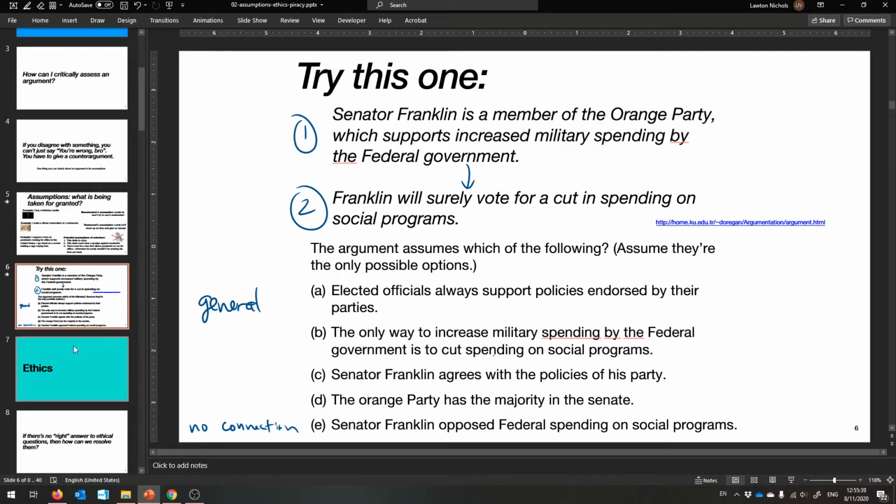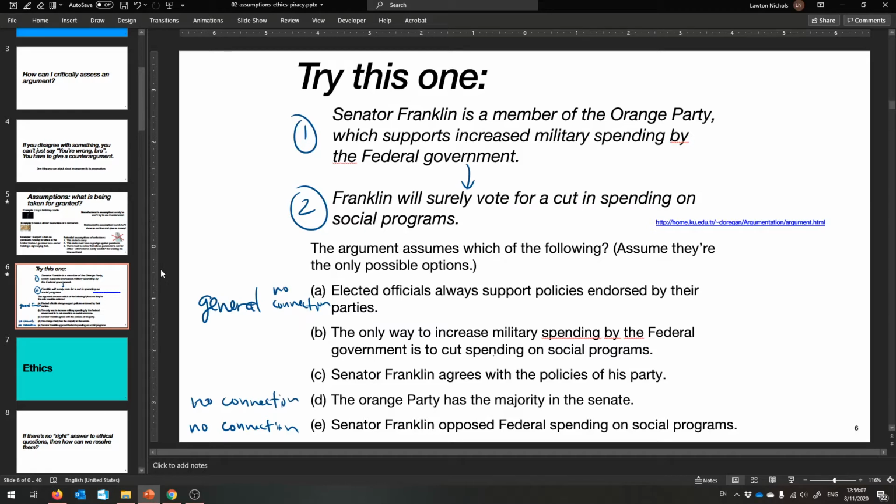Alright, how about D? The Orange Party has the majority in the Senate. Well, that probably means that they're going to get their way, but again, the Orange Party, we know from these two sentences, only cares about military spending. The second sentence, again, makes no sense. There's no connection.